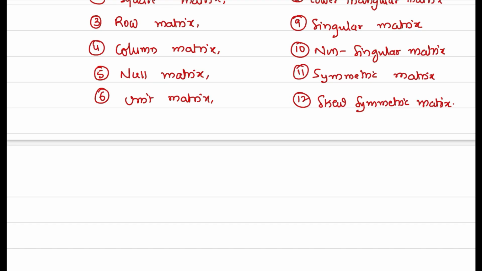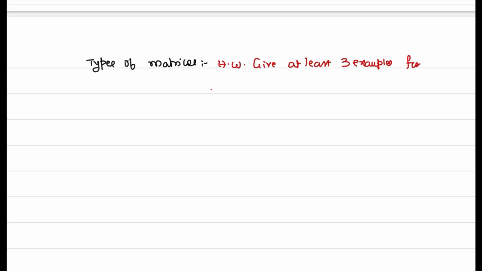And these are the different normal types of matrices. We can still have more types of matrices which I will be discussing in the next class. Otherwise, this class will be very lengthy. Now, types of matrices we have studied, and homework is give at least 3 examples for each type of the above 12 types of matrices.